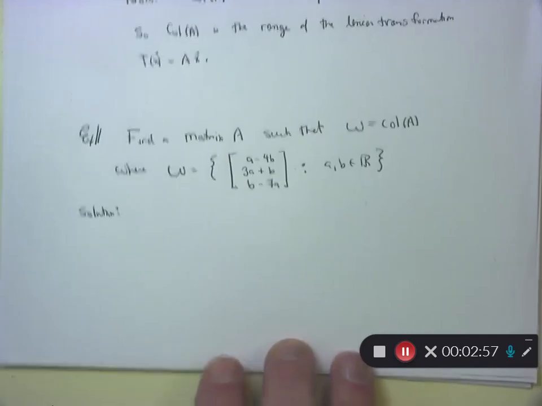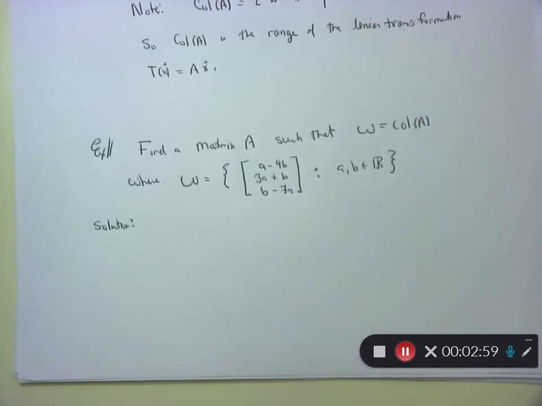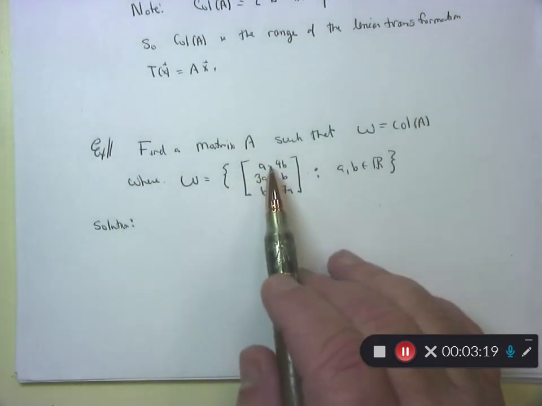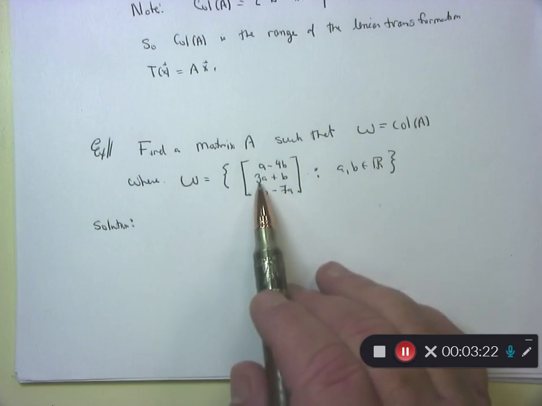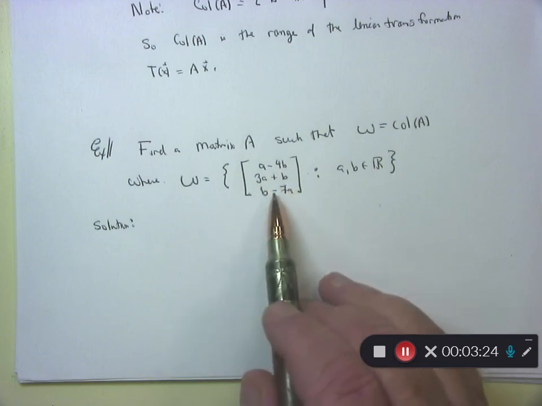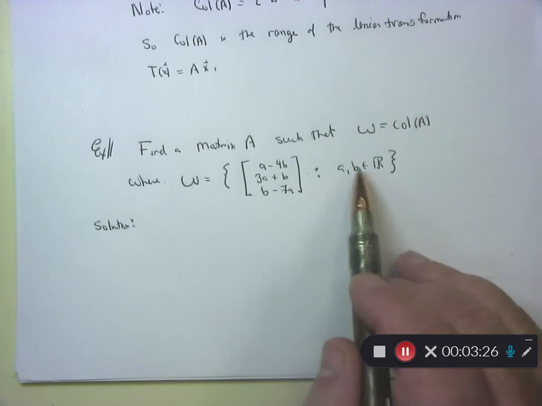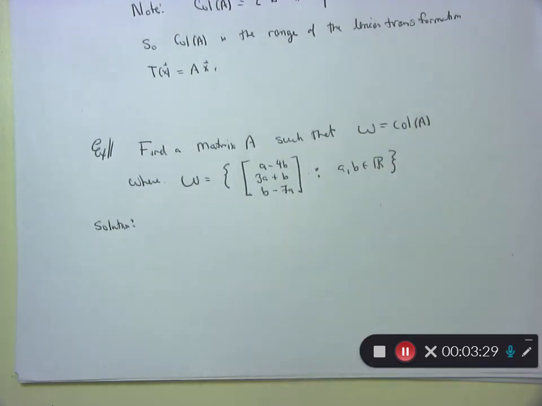So let me just go ahead and give you an example here. All right, so I've got this right here. I kind of wrote it strangely because, again, I'm trying to get you guys into the matrix mindset here. It says this, quote, find a matrix A such that W is equal to the column space of A, where W is equal to this little vector here: a minus 4b, 3a plus b, b minus 7a, such that a and b are real numbers. Okay, what would my solution be?